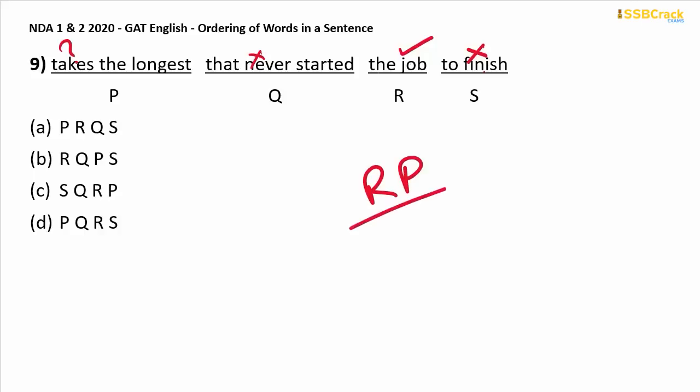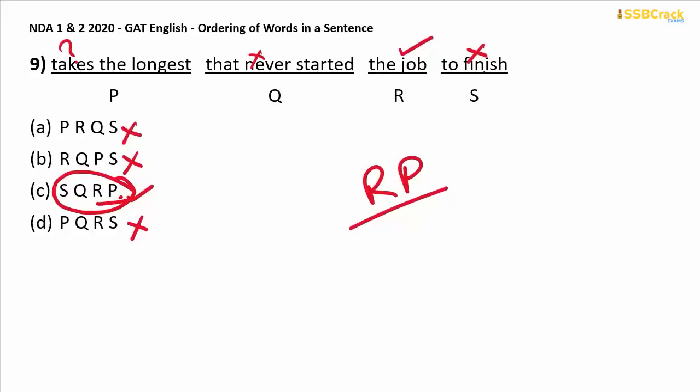So R will be followed by P. So you need to find out the RP combination. It is not there in option A. It is not there in option B. It is there in option C, but it is not there again in option D. So SQRP combination has the combination RP here. So let's apply and see.